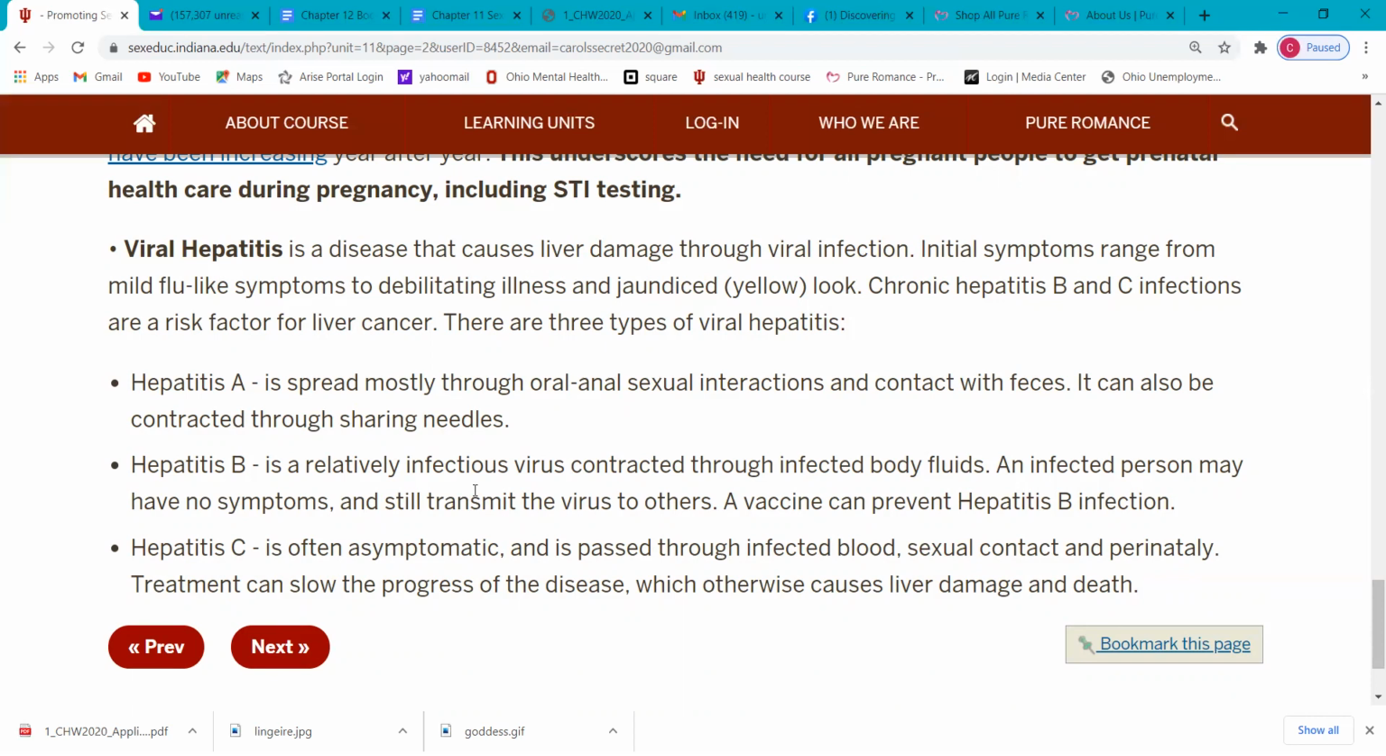Now, hepatitis C is often asymptomatic and is passed through infected blood, sexual contact, and perinatally. Treatment can slow the progress of the disease, which otherwise causes liver damage and death.